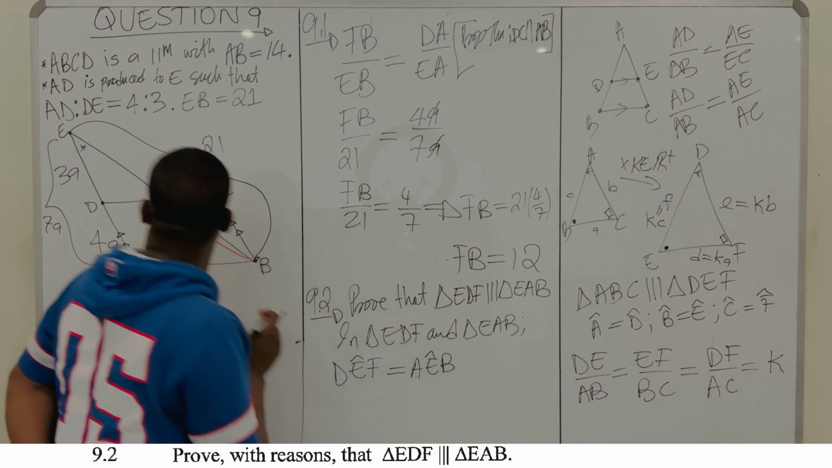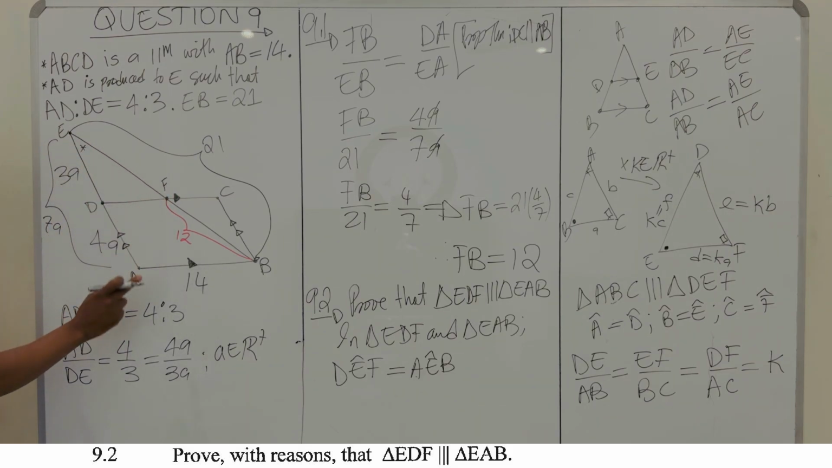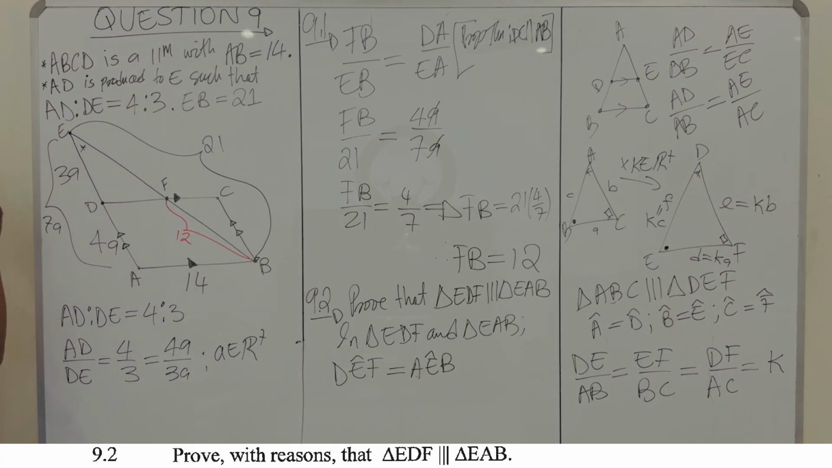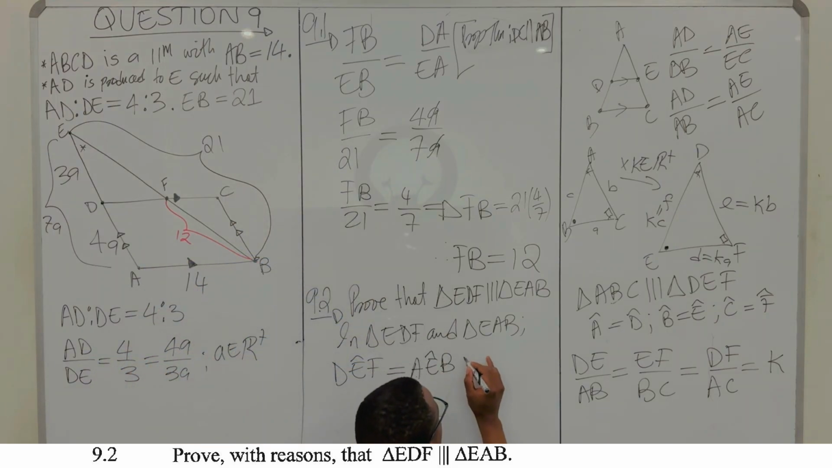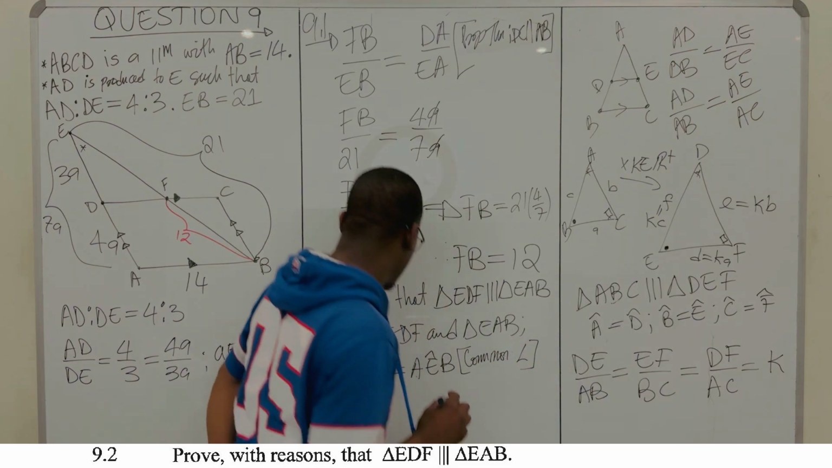EB, which means this angle here, which is angle E on triangle DEF, is equal to angle E on triangle AEB. So it's the same angle. It's equal. What is the reason? This is a common angle. They are sharing that angle. It's a common angle.